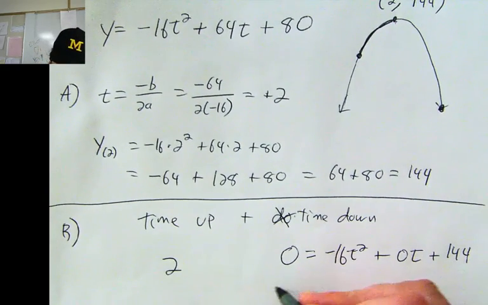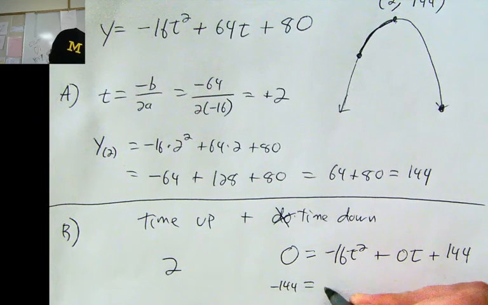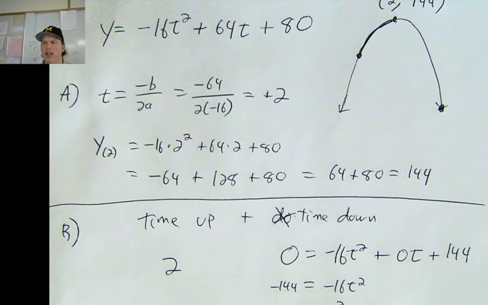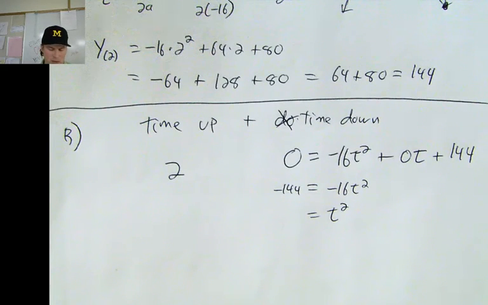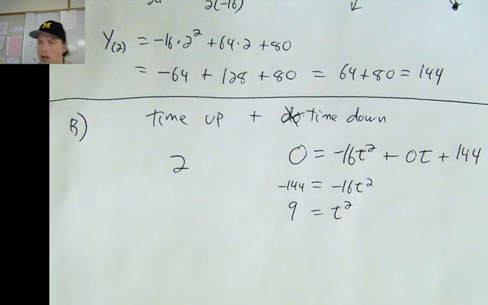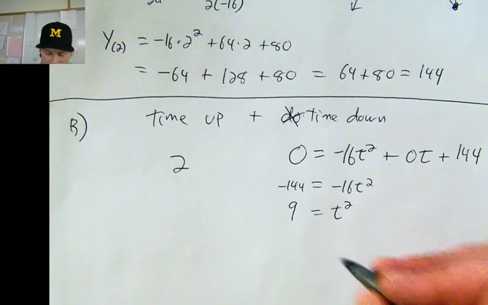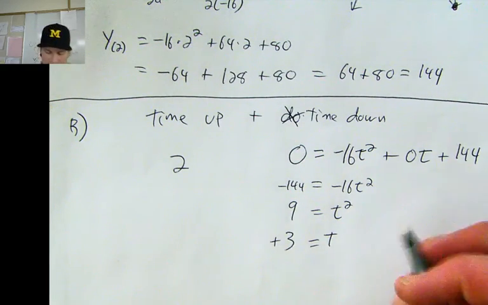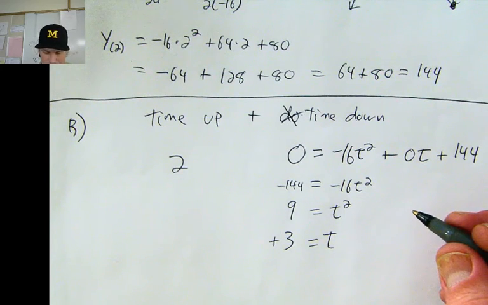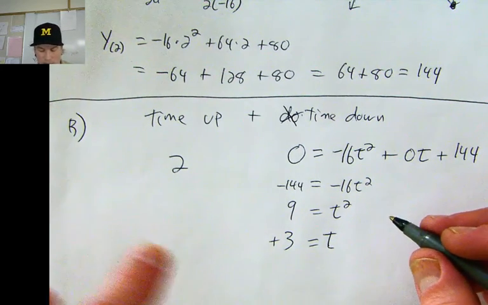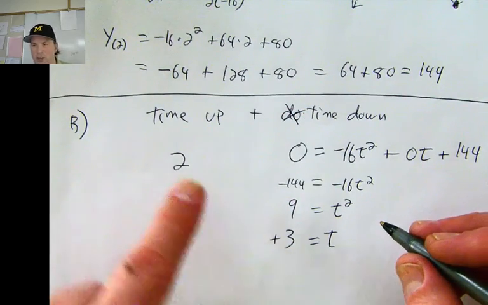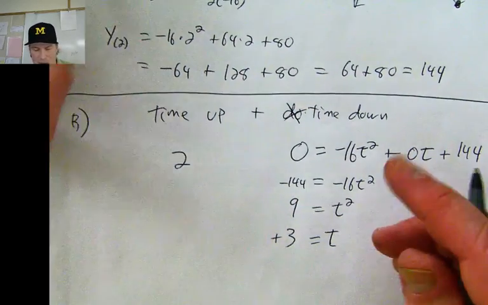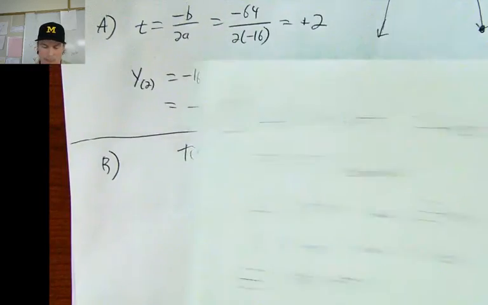And when you solve that out, negative 144 equals negative 16t squared. Divide both sides by 16. I don't know that one off the top of my head. 144 divided by 16. Oh, it's 9, of course. And then when you square root both sides, you get positive negative 3. But in this case, we only care about the positive 3 answer because negative 3 wouldn't make sense. So the time down was 3 seconds. 2 seconds up, 3 seconds down. That is a total of 5 seconds.